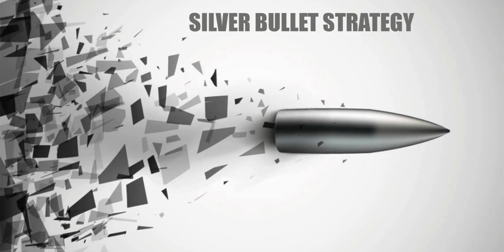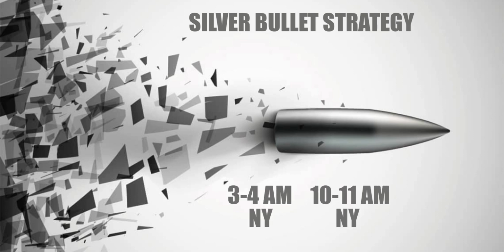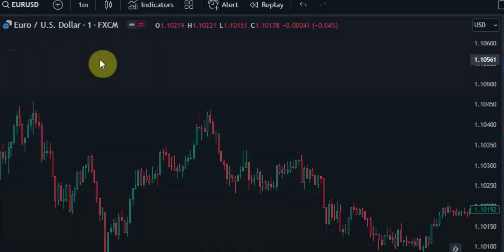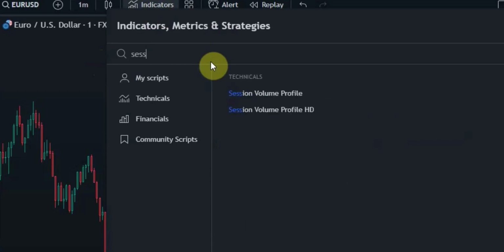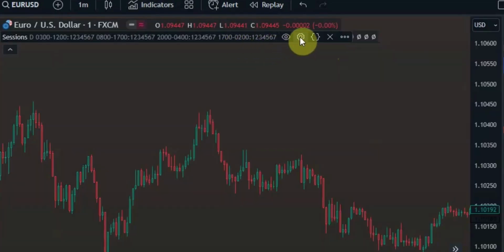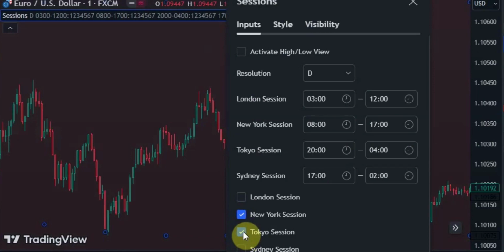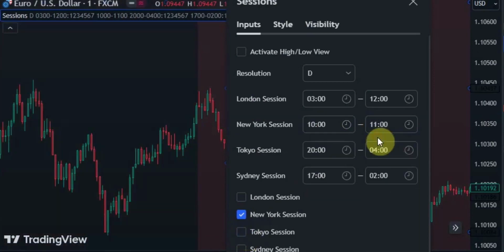So the recommended times to use this strategy would be 3 to 4 a.m., 10 to 11 a.m., and 2 to 3 p.m., all New York time. And let me give you an example on the chart. So we're using the TradingView platform and we're on the Euro USD chart on the 1 minute time frame. And the first thing that we want to do is to highlight the hour that we'll be trading in. And we're going to use 10 to 11 a.m. New York time. So we'll go to indicators and search for session on the chart. And we're just going to adjust the settings. So we'll deselect London and Tokyo and put New York 10 to 11 a.m.